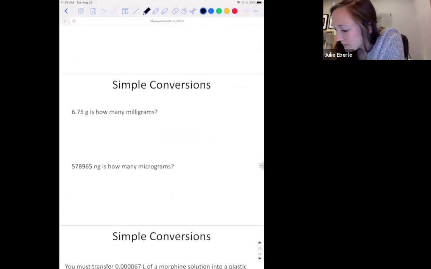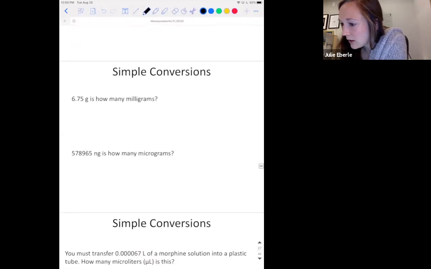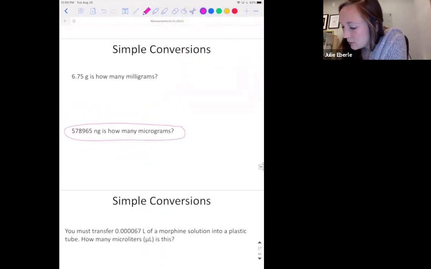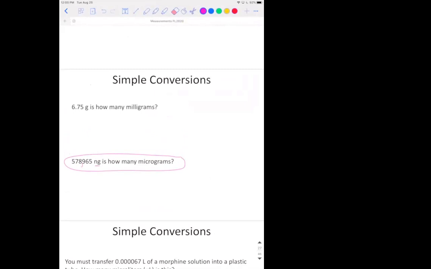Let's see. You know what? We're going to do one that looks kind of hard. This is the last problem we're going to do for the day, and then we'll do more Thursday. I want to do this one right here. We have, how many of this? 578,965 ng. What is an ng? A nanogram. Mouthing it, yes, a nanogram.